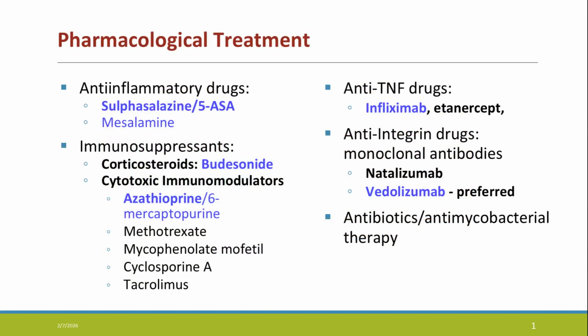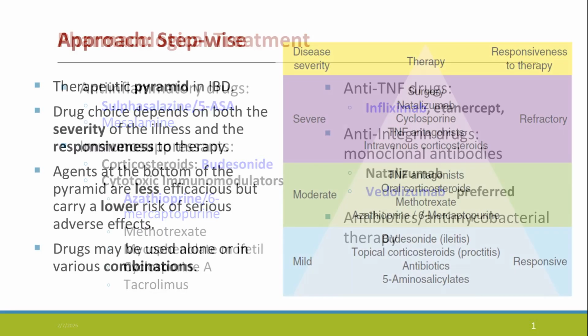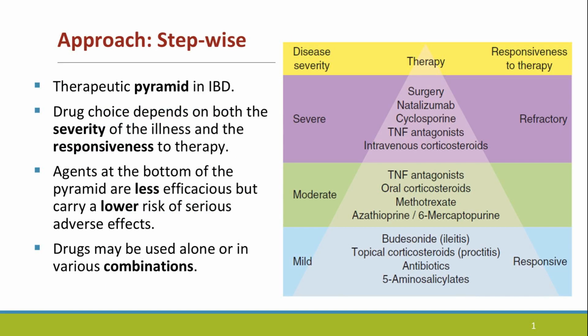Treatment includes anti-inflammatory drugs, immunosuppressants, antibiotics, and biologics. Therapy escalates based on severity. This stepwise approach minimizes toxicity while maximizing control. For mild disease we use aminosalicylates. Moderate disease requires steroids. Severe or refractory disease requires immunosuppressants or biologics. This stepwise approach reflects increasing immune suppression.